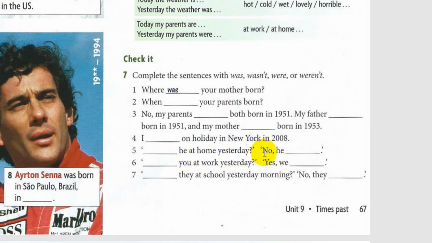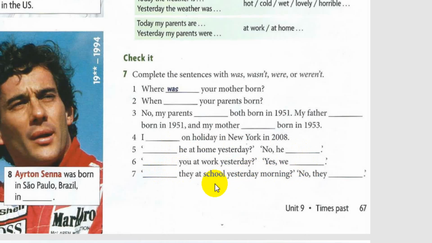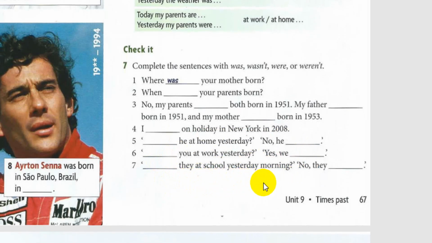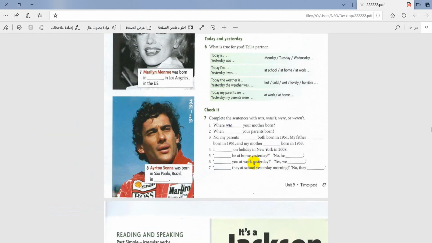Was he at home yesterday? No, he wasn't. Were you at work yesterday? Yes, we were. Were they at school yesterday morning? No, they were not. Okay.